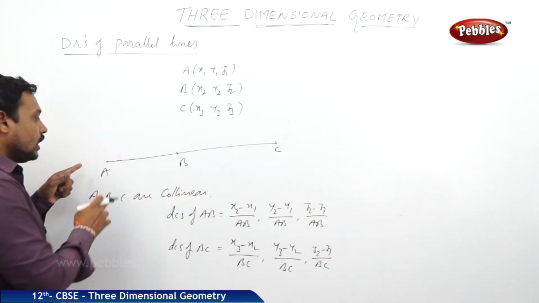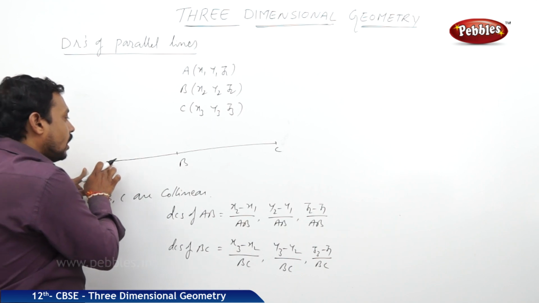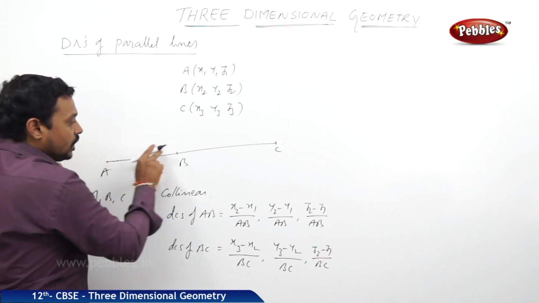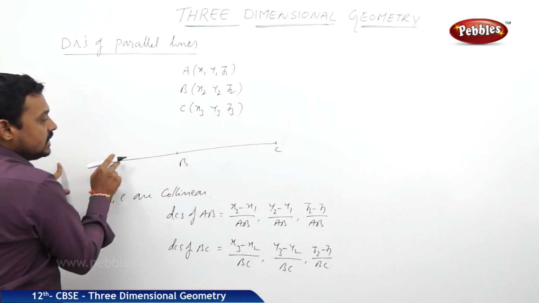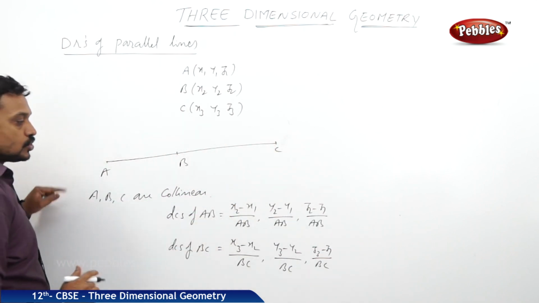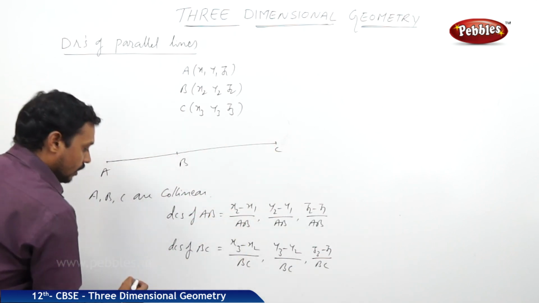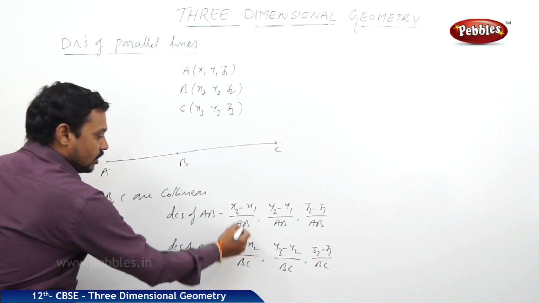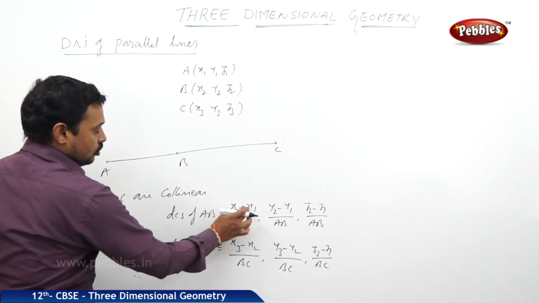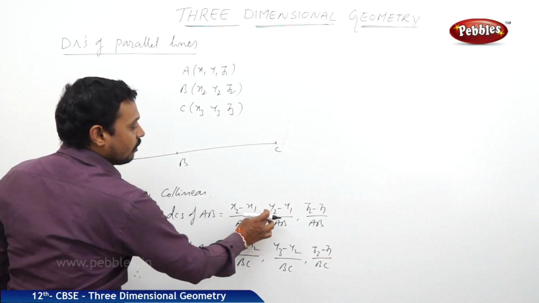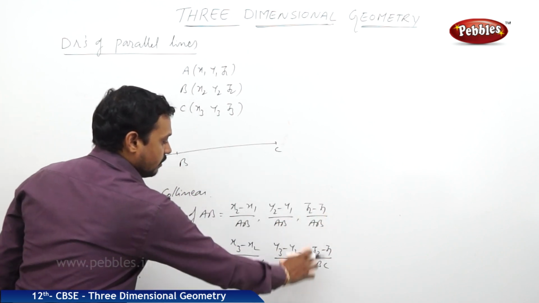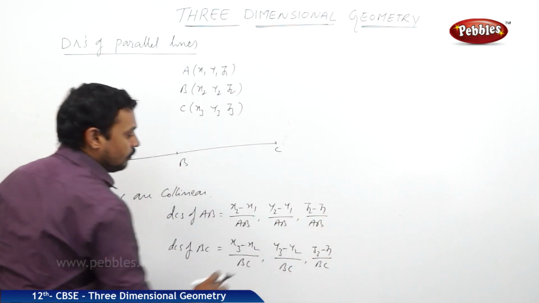Here all the 3 points lie on the same line, so the direction cosines of these lines are the same when any points are taken on the same line. Therefore the direction cosines must be equal. Hence (x2 minus x1) by AB, comma, (y2 minus y1) by AB, comma, (z2 minus z1) by AB is the same as the direction cosines of AB.